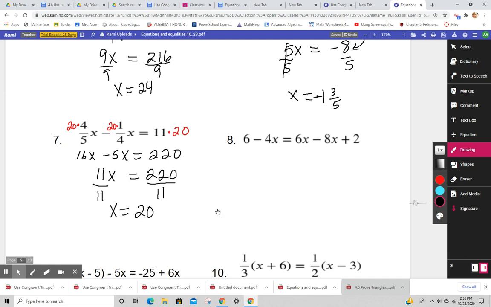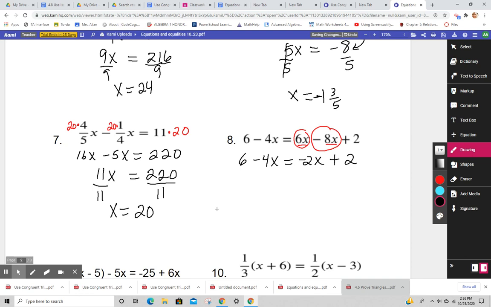All right, let's look at number 8. Do you see in number 8, I have 2 terms on the left, 2 x terms. So before I start, I need to put those together, combine them into 1. So I'll just copy the left side, but I'll combine 6x minus 8x. I'll combine these two to give me -2x plus 2.